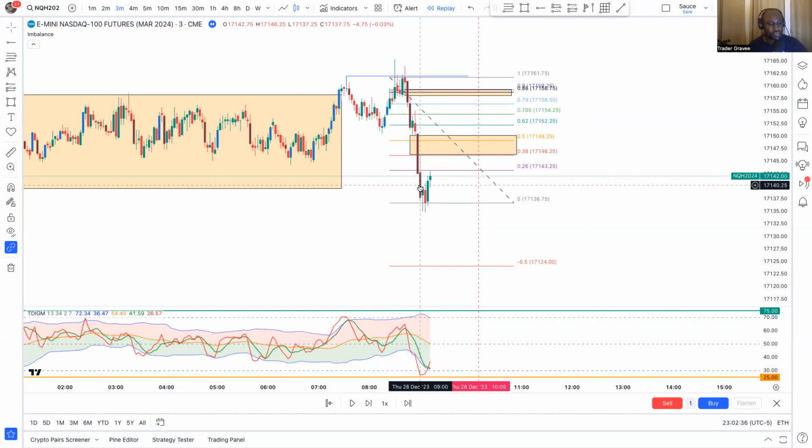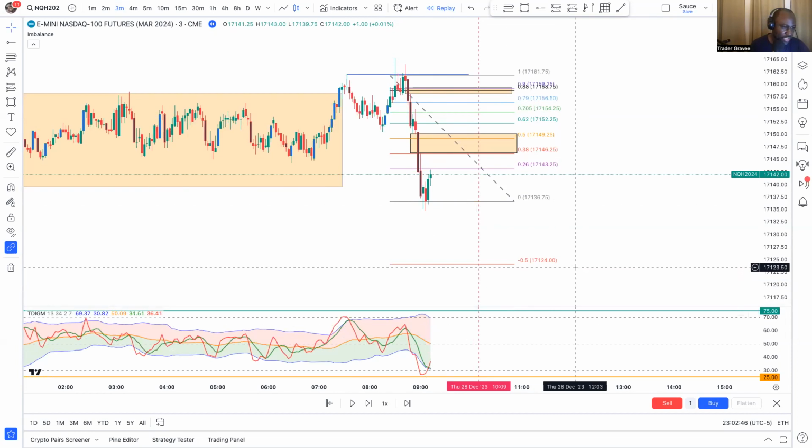Now, y'all know I'm looking for this TDI to be oversold, but not just oversold below the 30. I want it to dip below that 25. Right? Everything's changed. I want it to dip below that 25. And where it gets to, if you look here, there's only 26. But then it pushed back up.